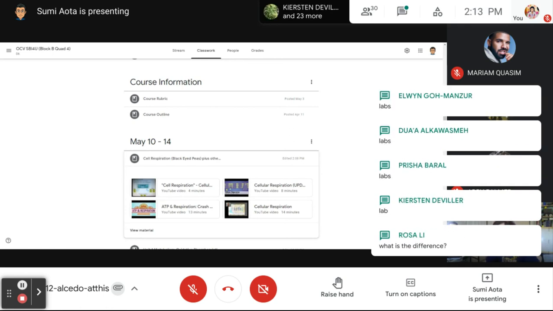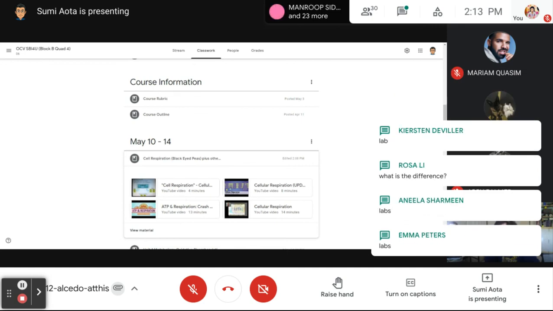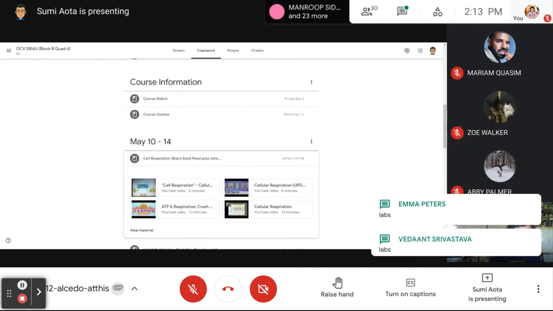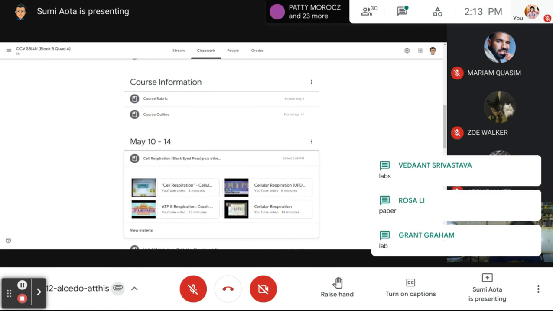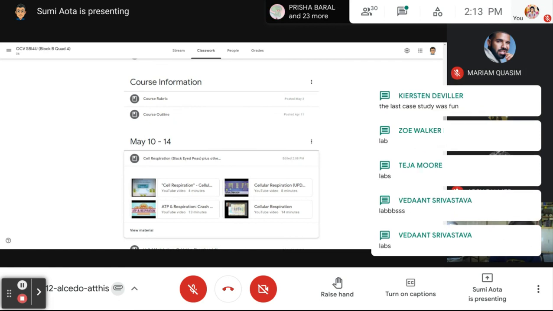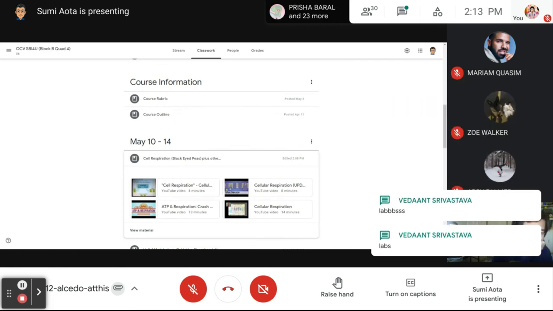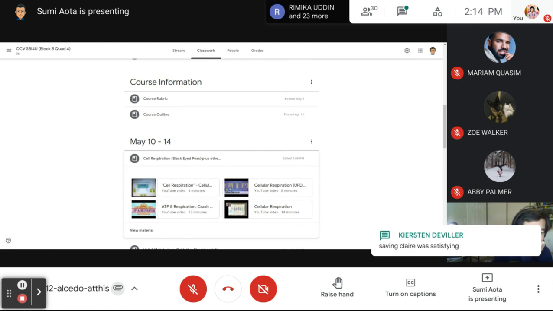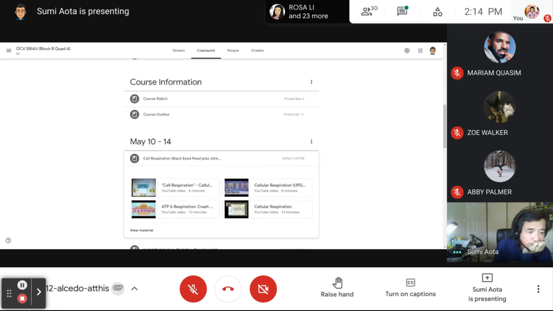Well, a lab is like a gizmo, right? And a paper would be a research paper. Yeah, it looks like for this one, I could look up a paper, but I think the gizmo is easier. So we'll probably do a gizmo too.